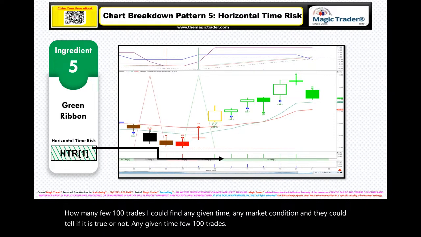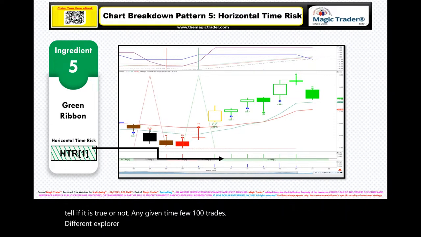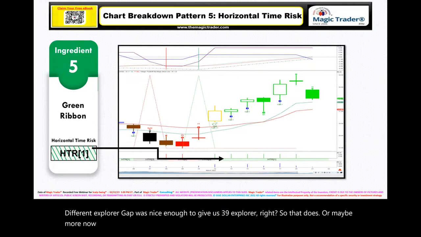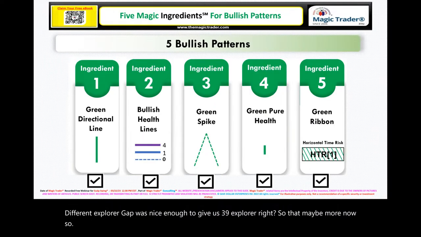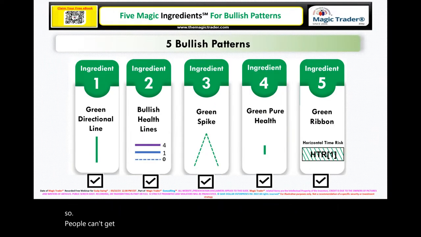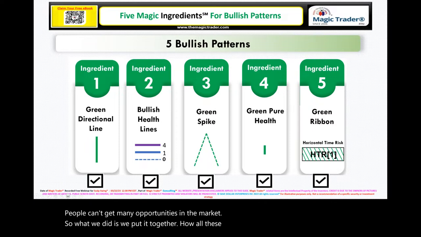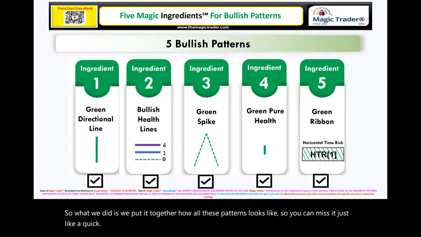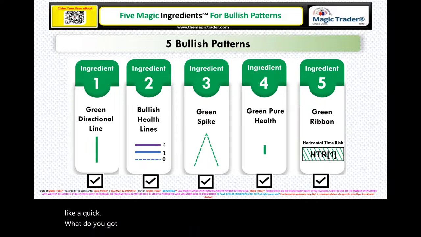Different Explorers. Jeff was nice enough to give us 39 Explorers, or maybe more now. So people can get many opportunities in the market. So what we did is we put together how all these patterns look, so you can't miss it. Just a quick review of what we learned.